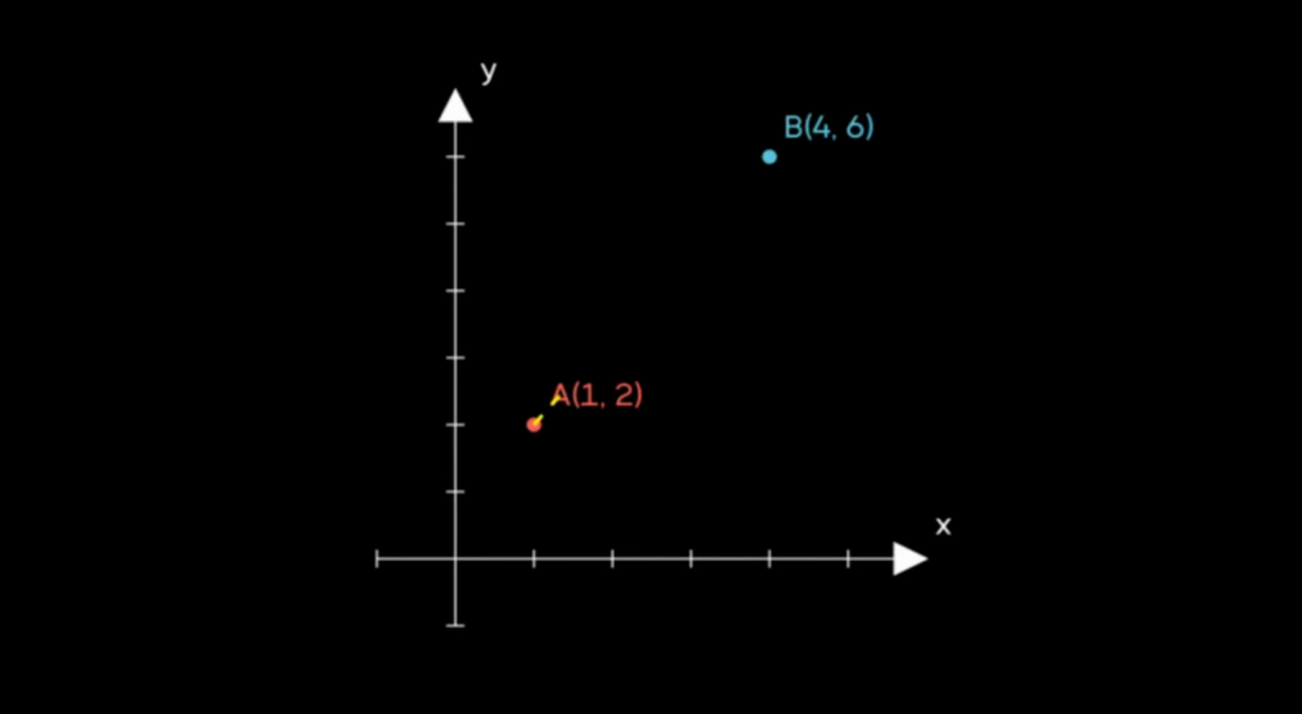The direct path between these points is a straight line. If we wanted to measure this distance, we could use what's known as the distance formula. But where does this formula come from? It's actually derived from the Pythagorean theorem. To understand this connection, let's construct a right triangle using our 2 points.